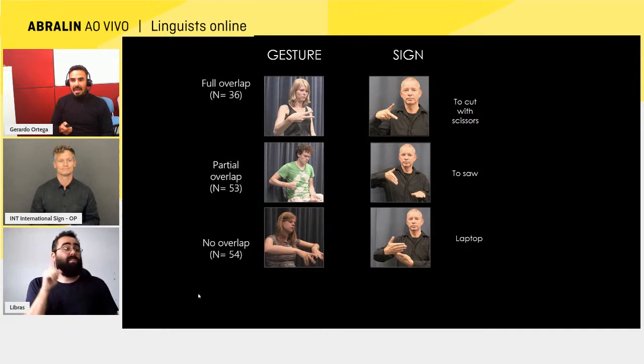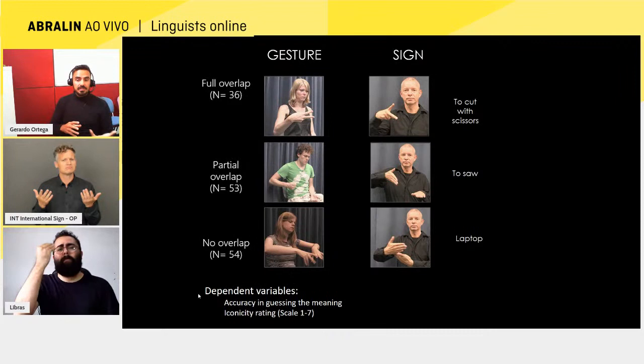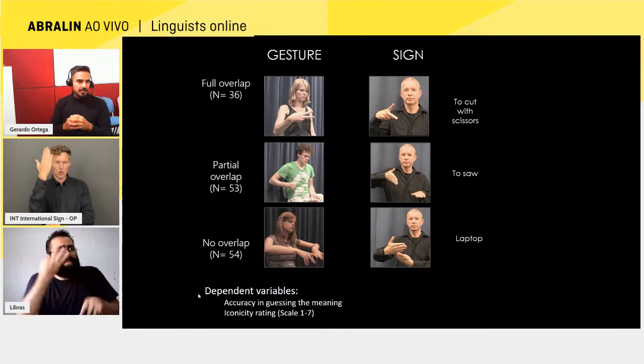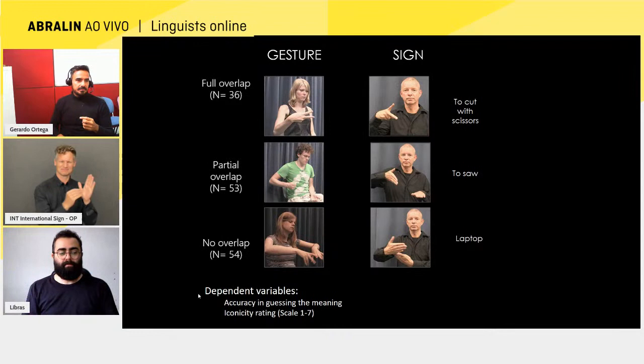Okay. And the experiment was very simple. We had two dependent variables. One of them was the accuracy in guessing the meaning of a sign, and the other was the iconicity ratings. And I'm going to explain this in a moment. I'm going to show you one trial just to show what our participants did. First of all, we showed them a sign and they had to guess the meaning of it. So I'm going to play one sign.